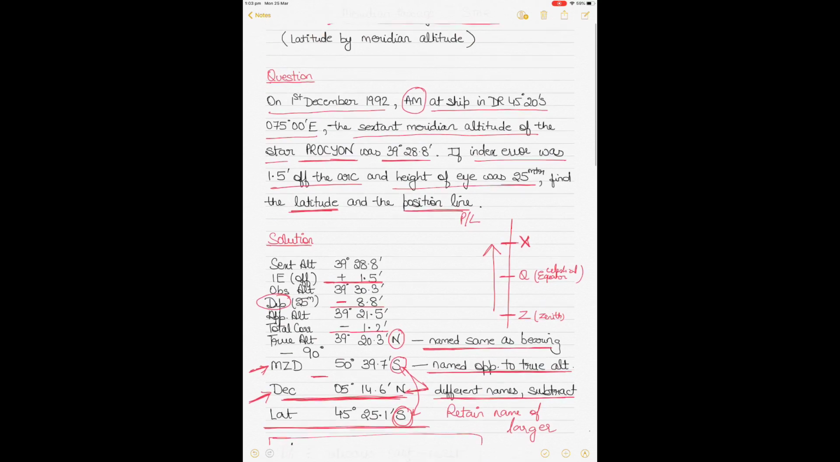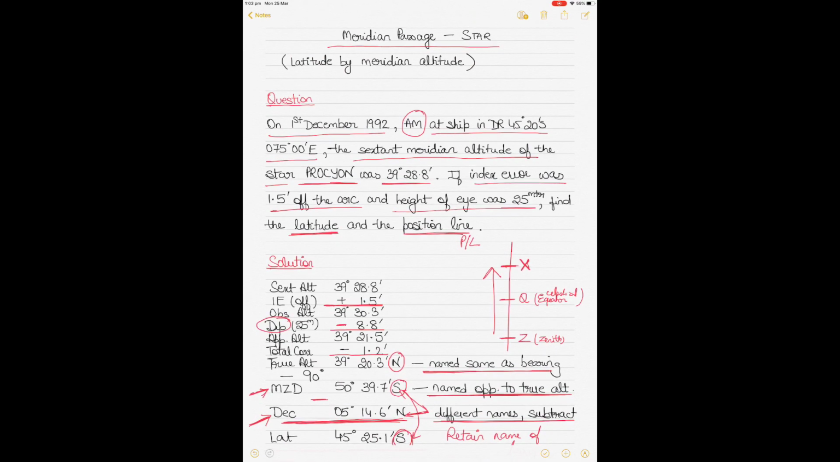Alright, with sun and planets it's more straightforward, as you would have seen in one of my videos, and you will see in my future videos again when I calculate the meridian passage of the planet.